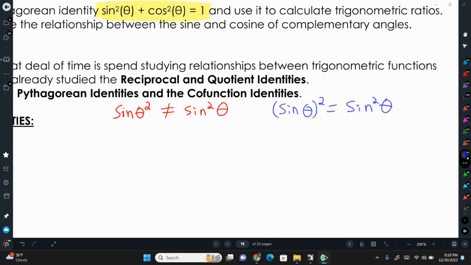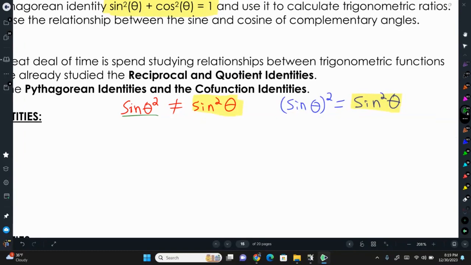The reason why we write it the way on the right, sine squared theta, is because it does get kind of tedious always writing in those parentheses every time. And it's very easy to forget that, and then you have something that means something completely different. So we want to write it this way, and it's not the same as sine theta squared.